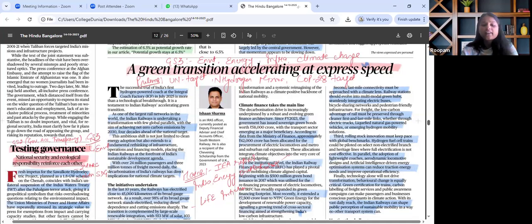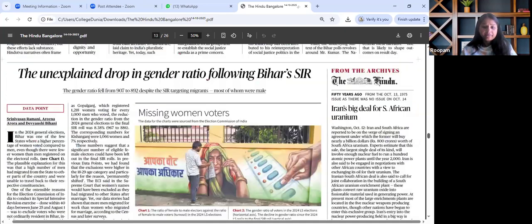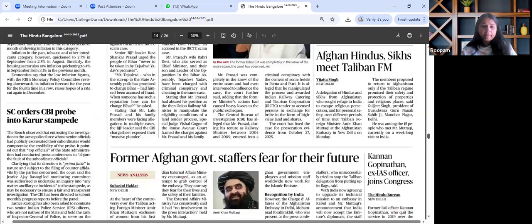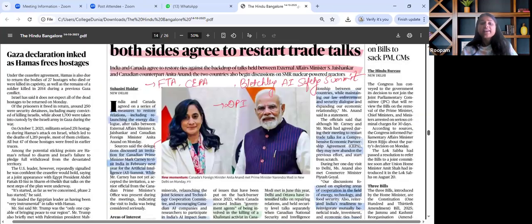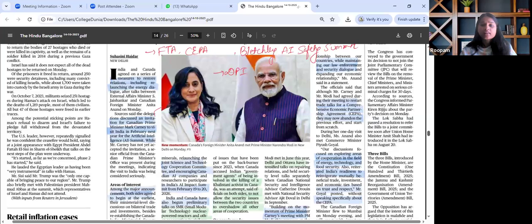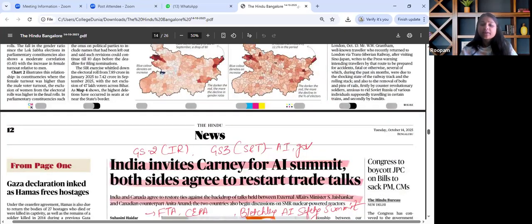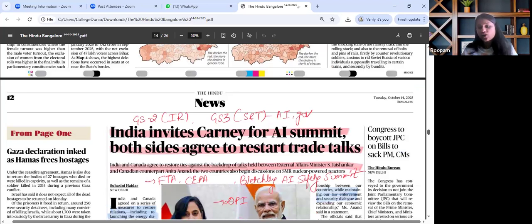The next important article for the day is about India inviting Carney to the AI summit. Both sides agree to restart trade talks. This is relevant to India and Canada's international relationship. So this is relevant for IR, wherein India-Canada ties can be interlinked.